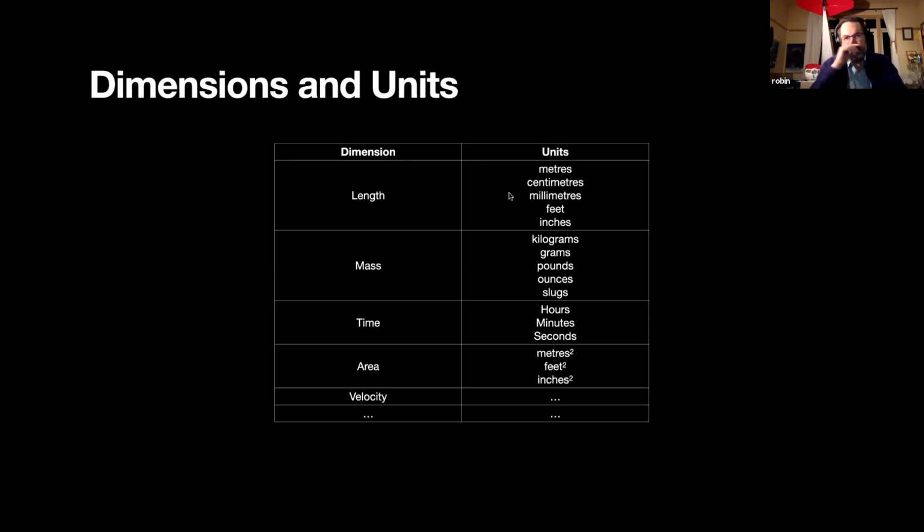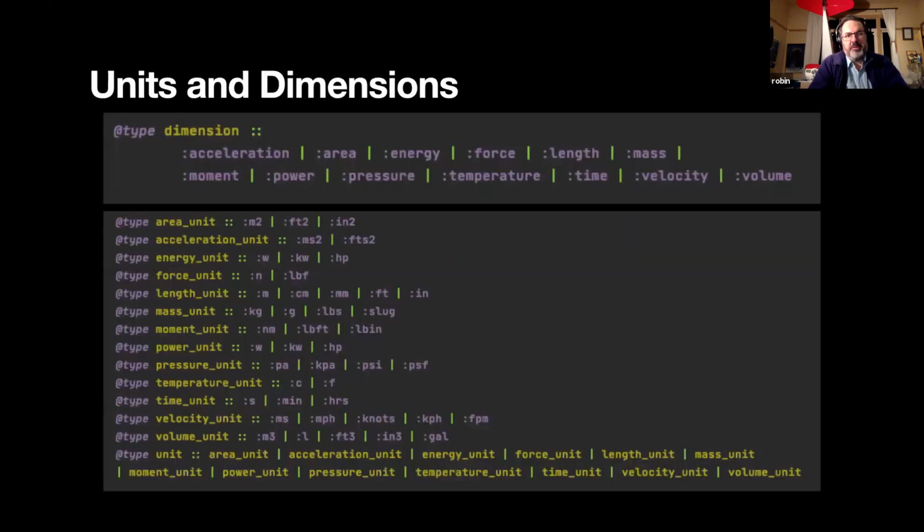If we wanted to represent this, first of all, there's a whole load of little names here. The typical thing you do in Elixir, if we're going to start describing units and dimensions, is use atoms that correspond to all of these units and dimensions. So this is a type spec, for people who aren't familiar with those in Elixir.